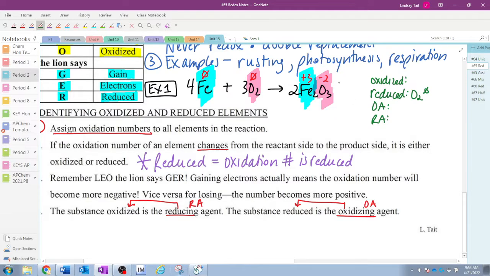Okay. All right, so then what was oxidized? Guys, it's got to be the iron. But the iron went up, right? The one that goes up, 0 to +3, that's oxidized. So here, Fe0.